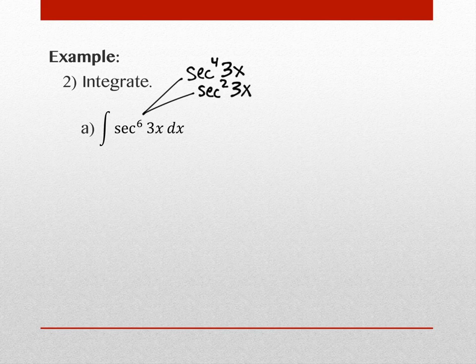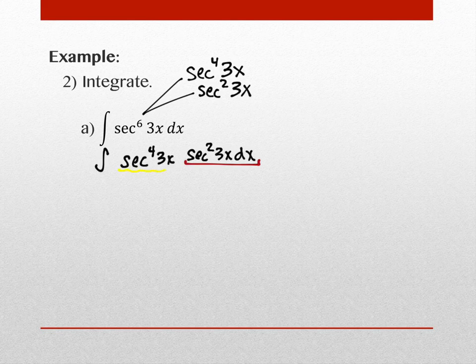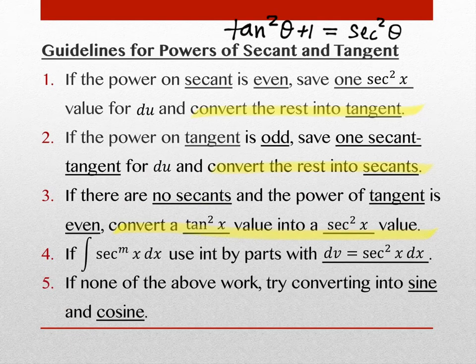Okay, so we're going to save the secant squared 3x grouped at the end with the dx. So at the end, I'm going to have secant squared 3x dx. That's the saved piece, so I'm not going to mess with it at all. The part at the beginning, secant to the fourth 3x, is the part that needs to be manipulated. I need to manipulate it using the tangent squared plus 1 equals secant squared Pythagorean identity that we saw before. So I'm going to replace secant squared with tangent squared plus 1.